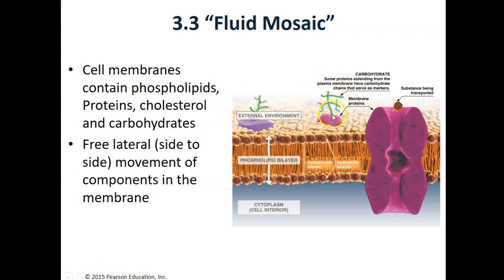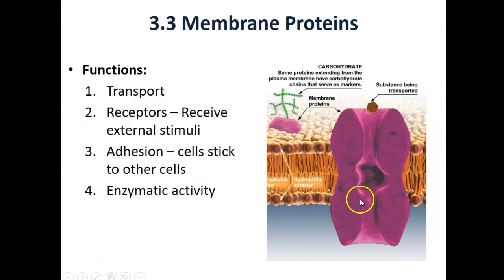Some proteins are attached to molecules of carbohydrate. Those carbohydrates function as recognition sites. The proteins located in the plasma membrane have the following functions. First, it can function as a transport protein to help molecules pass in and out of the membrane. Second, it can function as receptors. They can receive the external stimuli and pass the signal into the cytoplasm content of the cell. Thirdly, the membrane protein can form adhesions. The cell can stick to other cells. The membrane protein can also function as enzymes to speed up some chemical reactions.